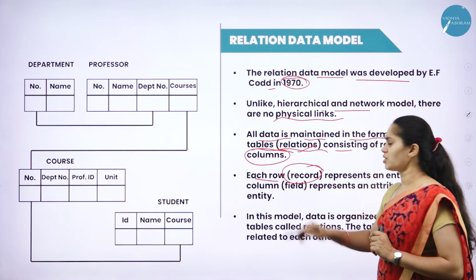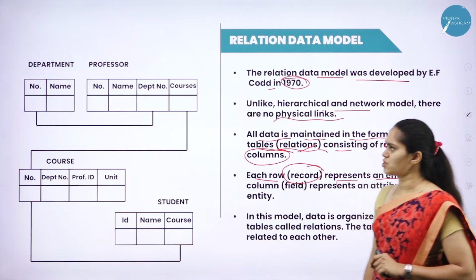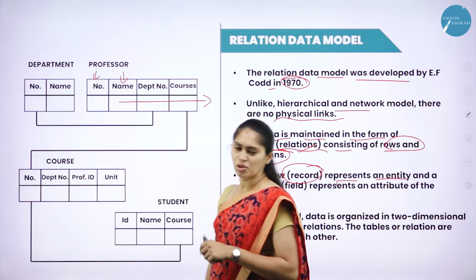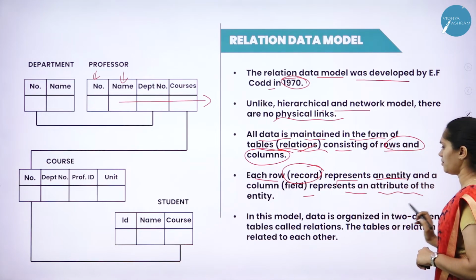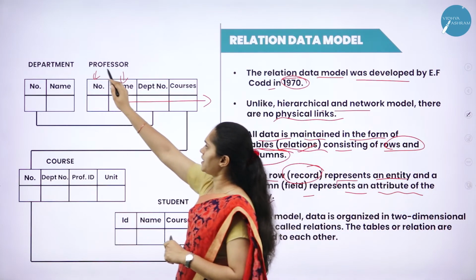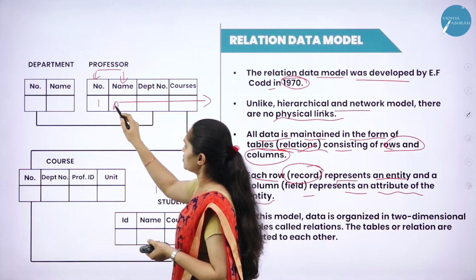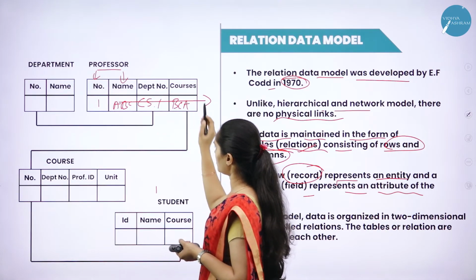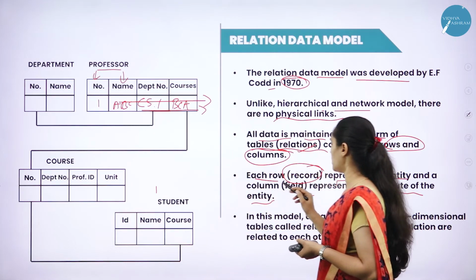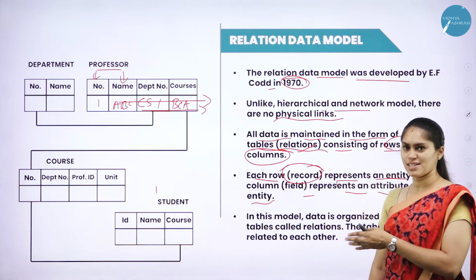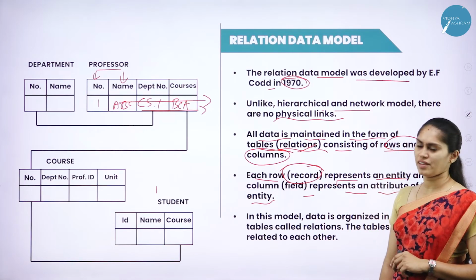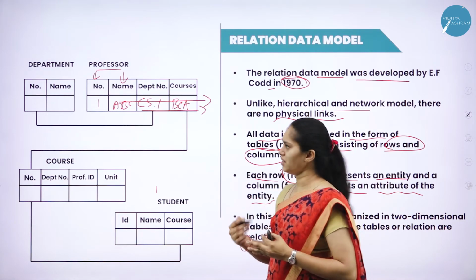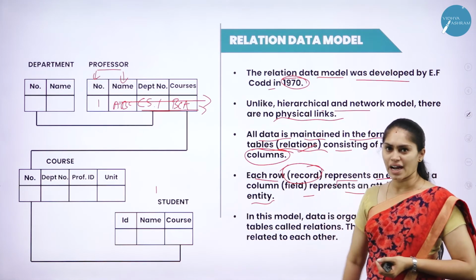Each row, that is also considered as a record, represents an entity. And we have a column, considered as a field or attribute, that represents the attribute of the entity. For example, consider an entity called professor. Whatever values I give will be the row or a record. So CS.1 and course is BCA. This represents the record, that is also called a row, and it has unique fields. Fields are attributes that specify the characteristics of an entity. For example, a professor has a professor number, a name, the department they belong to, and what courses they are taking. Those are the attributes or fields.